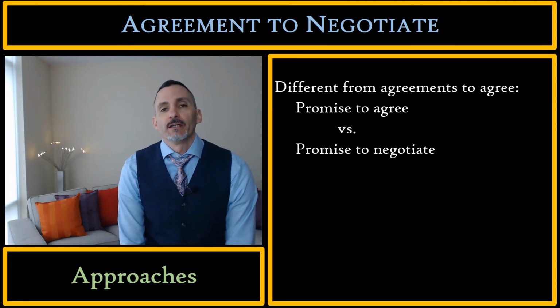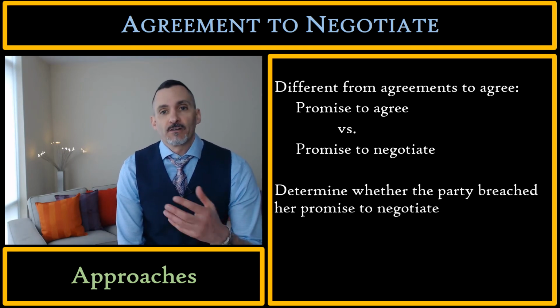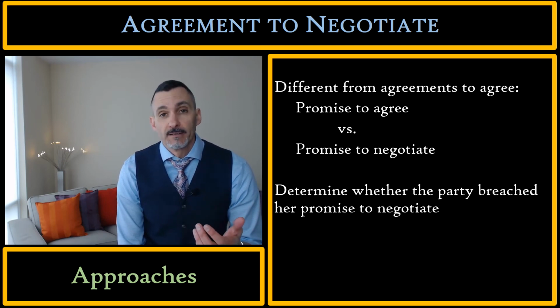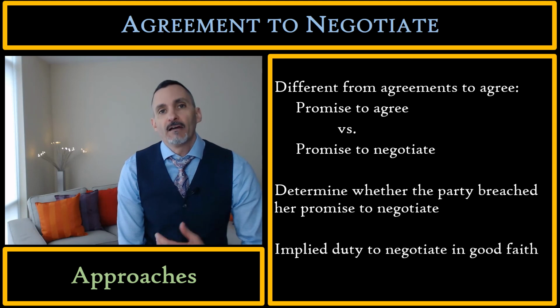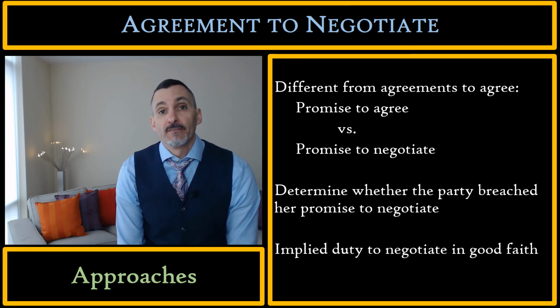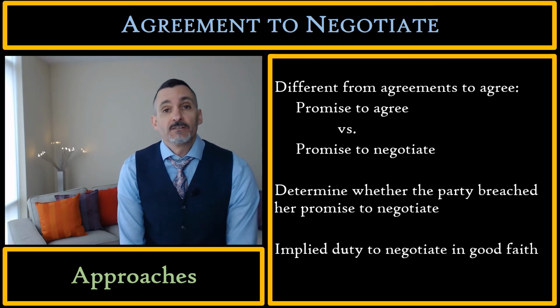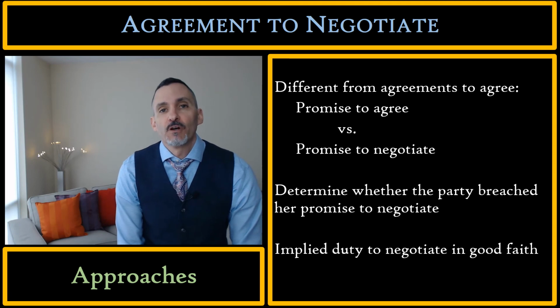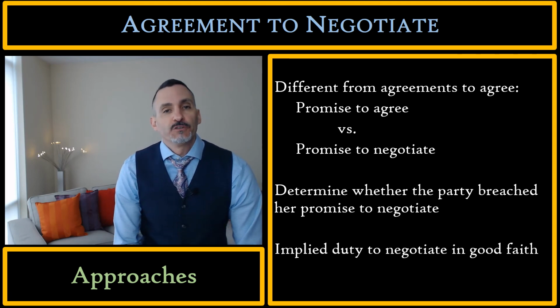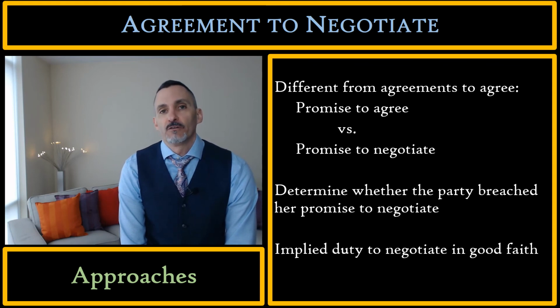With an agreement to negotiate in good faith, the parties don't agree to agree, they just agree to negotiate. They don't necessarily put in the contract, we promise to negotiate in good faith. But the courts have said that this promise to negotiate is implicitly a promise to negotiate in good faith. And while the court can't force the parties to come to an ultimate agreement, the court can say, listen, you breached your promise to negotiate in good faith. You just negotiated as a pretense and you weren't negotiating in good faith.